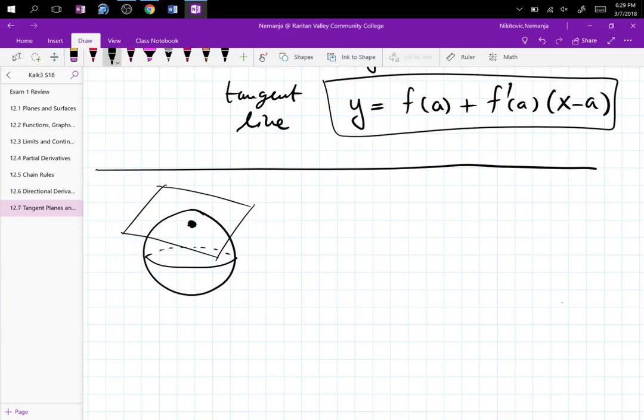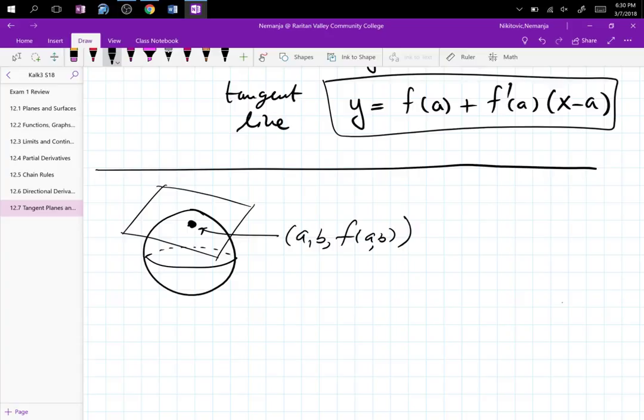By the way, when you're graduating, make sure that you point that out, those graduation hats you have, it's actually just a tangent plane to your head. That's all it is.